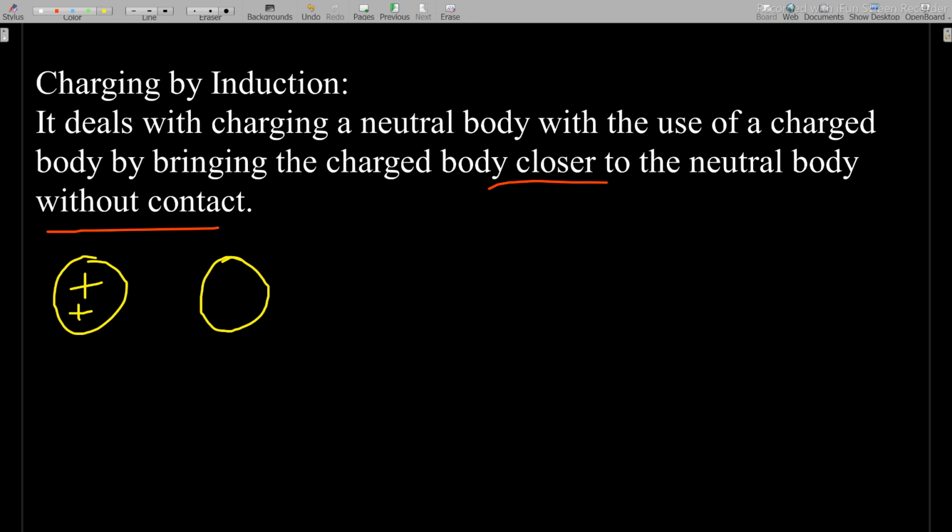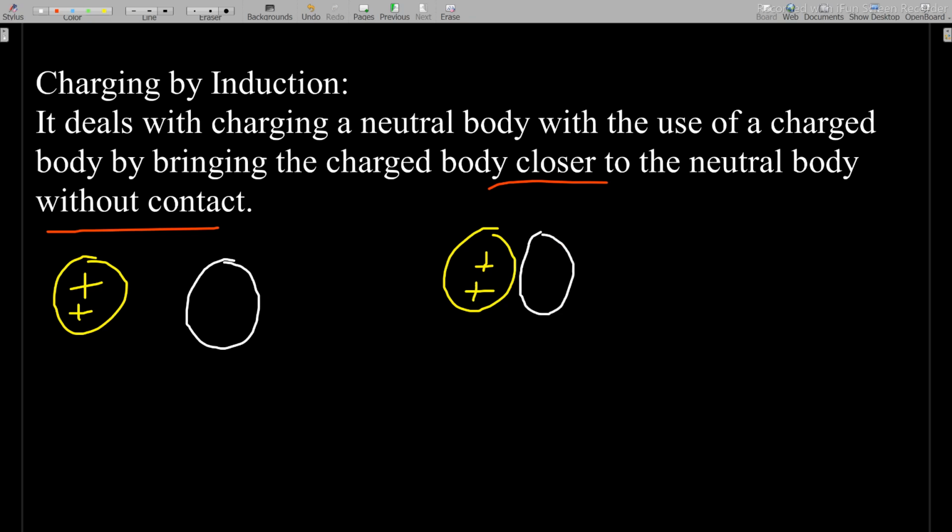Let me use a different color for the neutral. Okay, so let me say this is the neutral. Now I'll bring my charged particle, which is a positive charge, close enough without contact. We say without contact, so it's close enough to the neutral body.